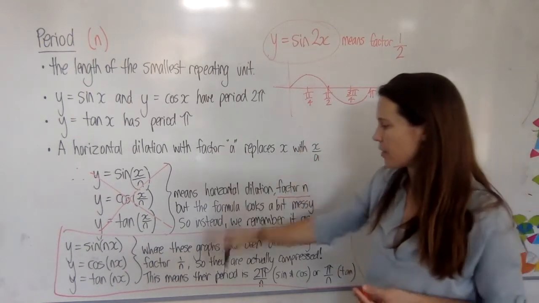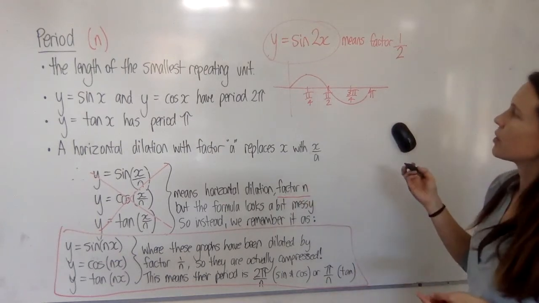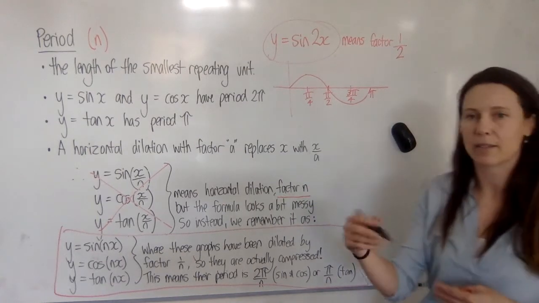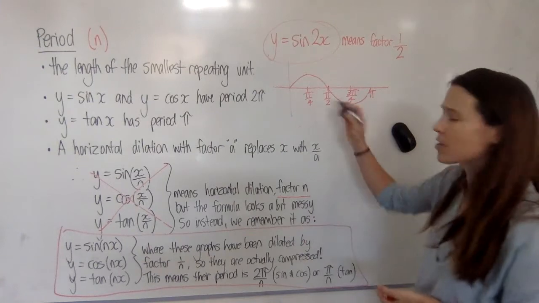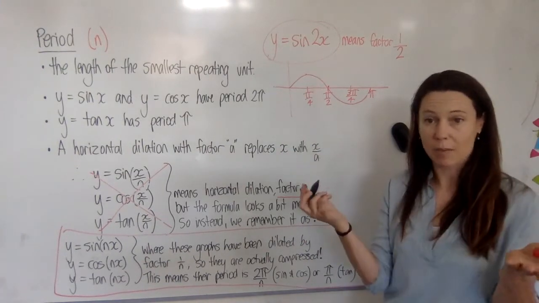Now, if this seems a little bit confusing, you've got a great backup here. All you need to do is think, well, when x is something, what would y be? And just sub in a couple of points to make sure you're compressing or dilating the right way.